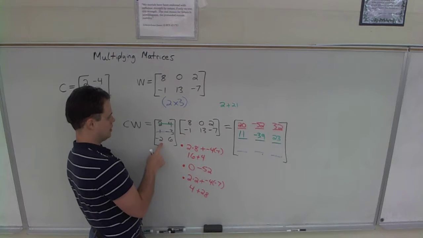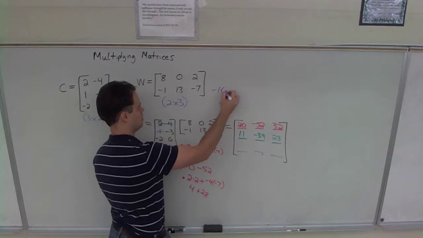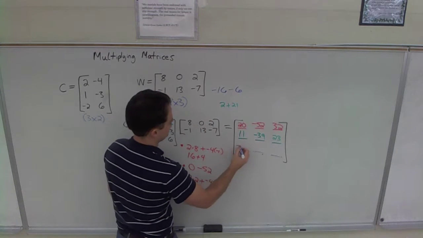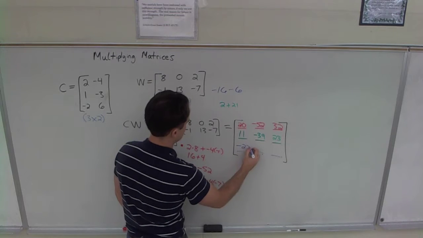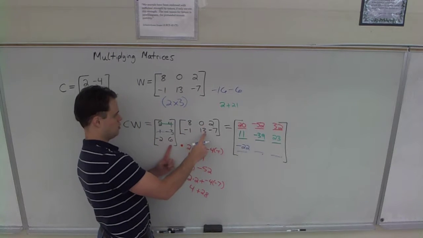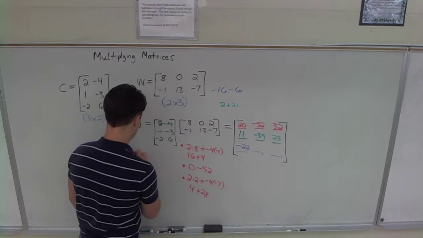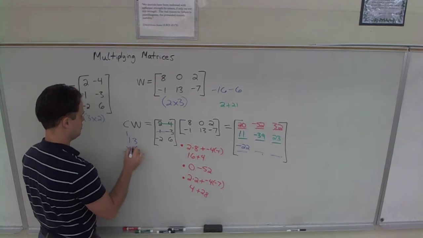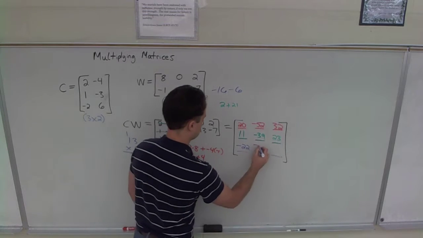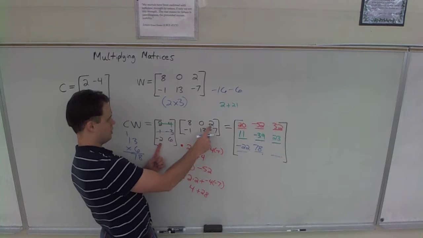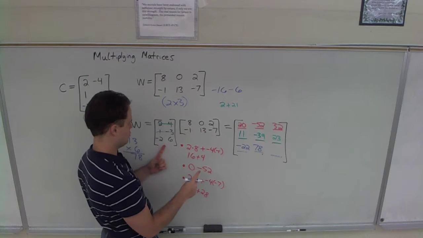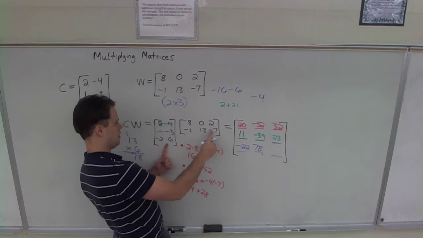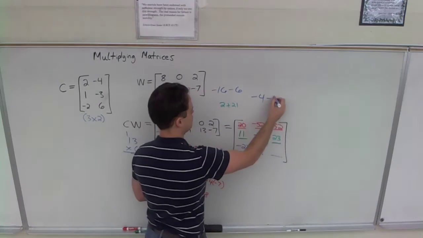So I'm going to go -16, slide, and -6. That's going to be what? -22. And 0 and 6 times 13. Oh, might need to do a little scratch work. 6 times 3 is 18. 6 times 13, that's 78. Okay, and the last one is going to be negative 4. Slide, and that's what, negative 42.